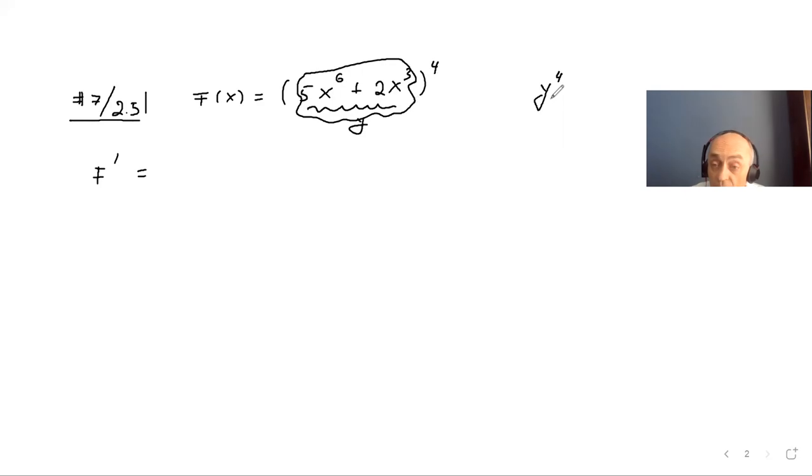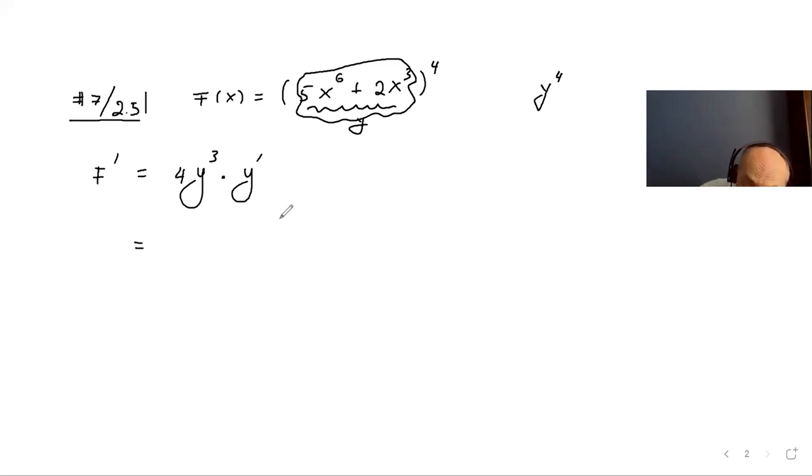If I had y to the 4, I would say the derivative is simply 4y cubed. But what's missing here? Remember, we said that it's f prime of g. F prime of g is 4y cubed. But we also need times g prime, the guy that's inside, which is y prime in my case. So it looks kind of neat to write it this way. And then all you have to remember is what y is.